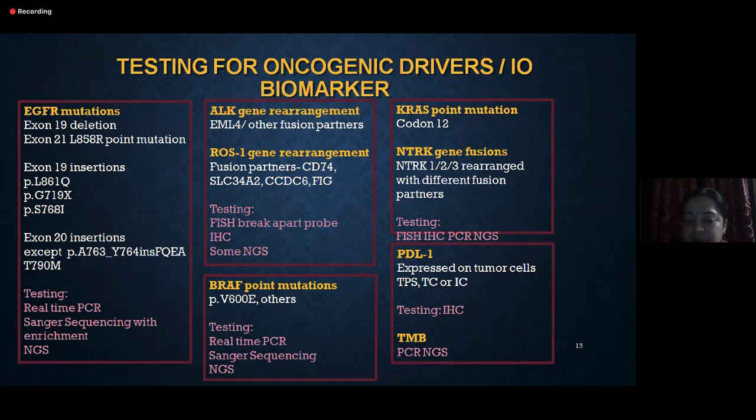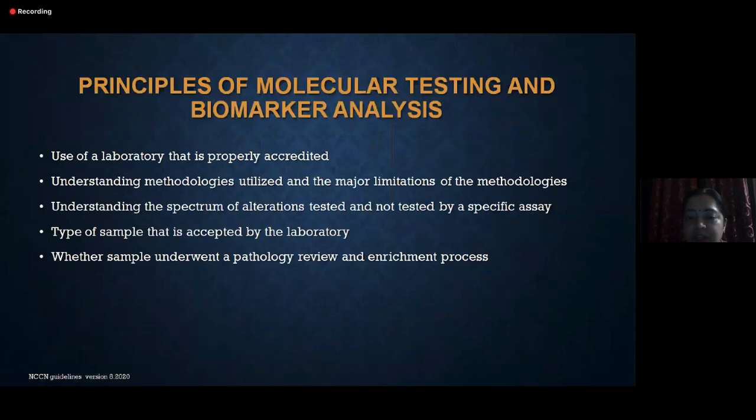Same for BRAF point mutations. We're getting real-time PCR, Sanger sequencing with enrichment, but now NGS is becoming more important. So as you can see, in almost all of the mutations, apart from real-time PCR and FISH, NGS has really come into its own.